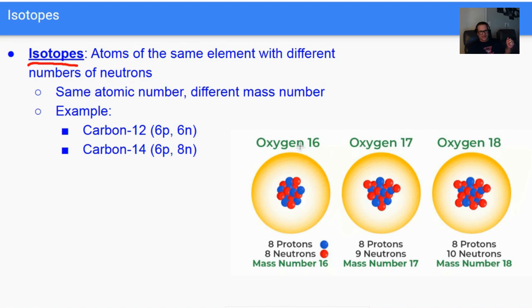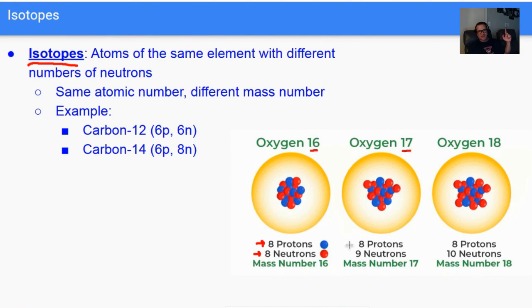So right here, you can see oxygen. Oxygen always has to have 8 protons. That's what makes it oxygen. It wouldn't be oxygen if it had 7, or a different number of protons than 8. It's got to have 8. But the number of neutrons can vary. Oxygen 16 has 8 neutrons. 8 plus 8 gives you oxygen 16.